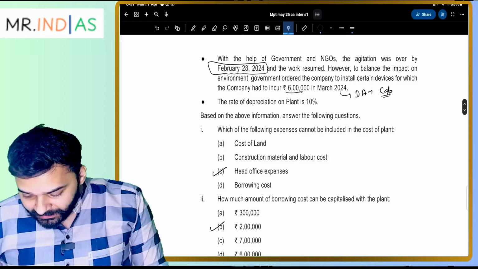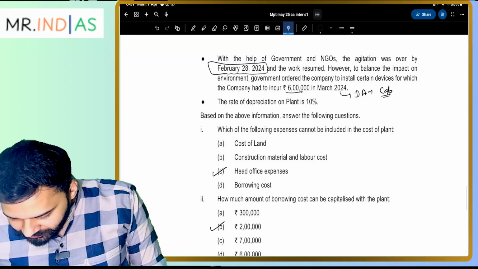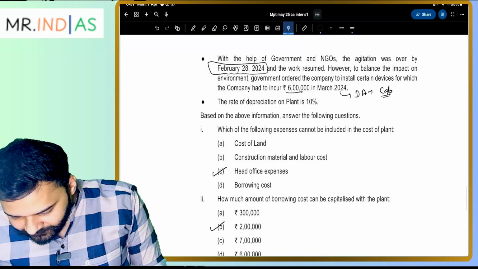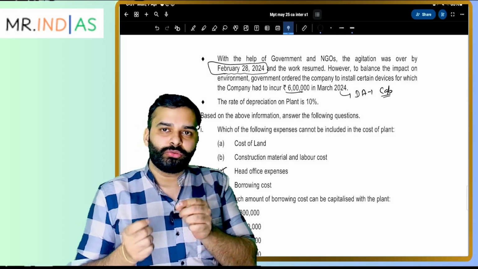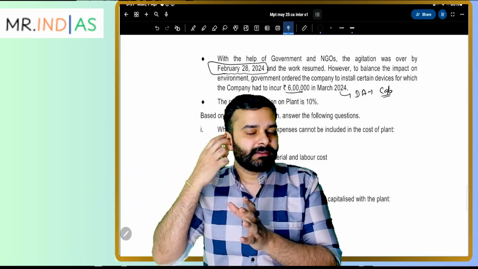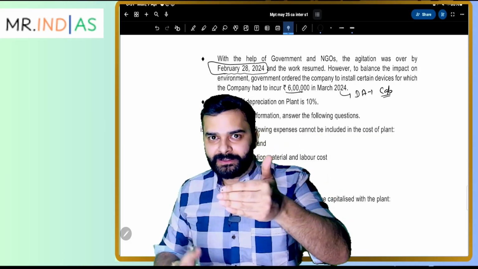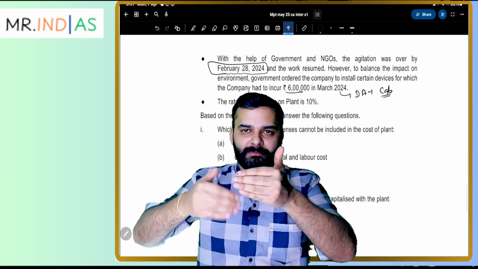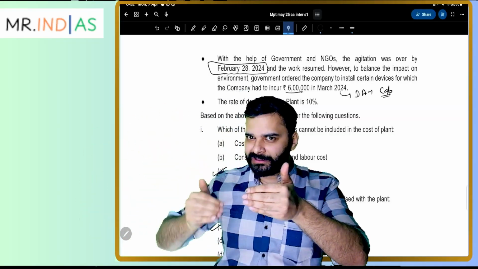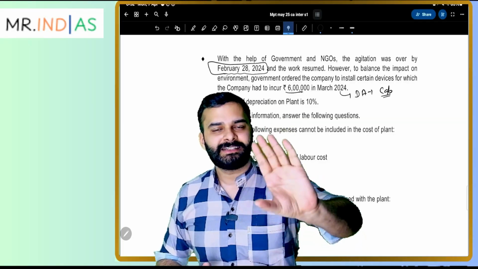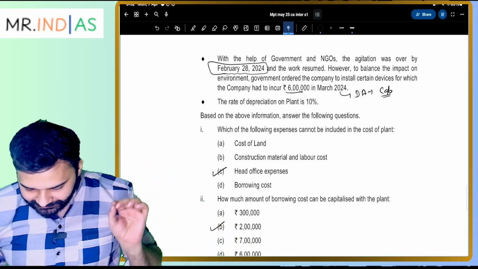Acha. Now, however, to balance the impact on the environment, the government ordered the company to install certain devices for which the company had to incur 6 lakh in March 24. So 6 lakhs we had to incur for the environmental impact. That amount of 6 lakhs is required so that the changes in the plant can be done, and so that the plant can perform according to the management intention. Hence the 6 lakh is a directly attributable cost which gets capitalized into the plant.